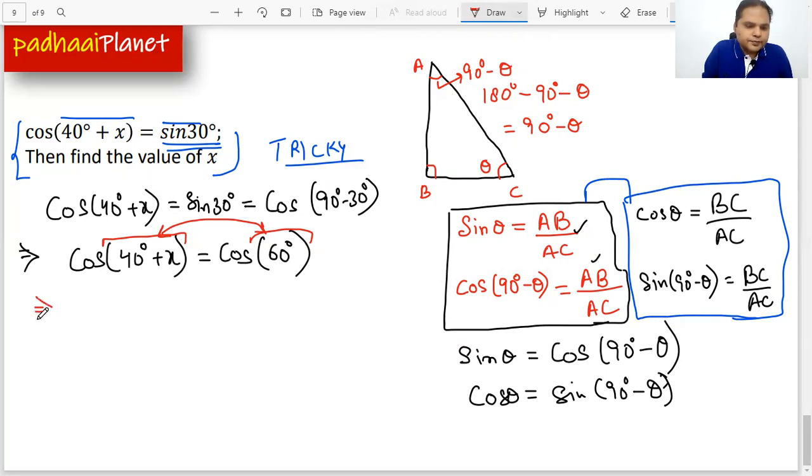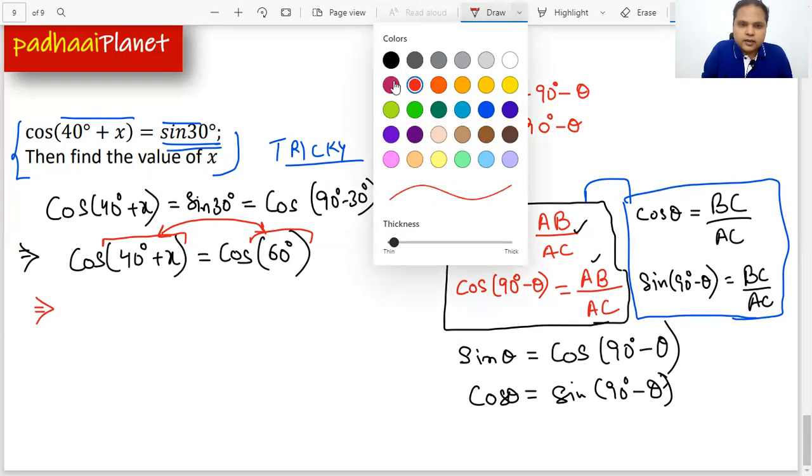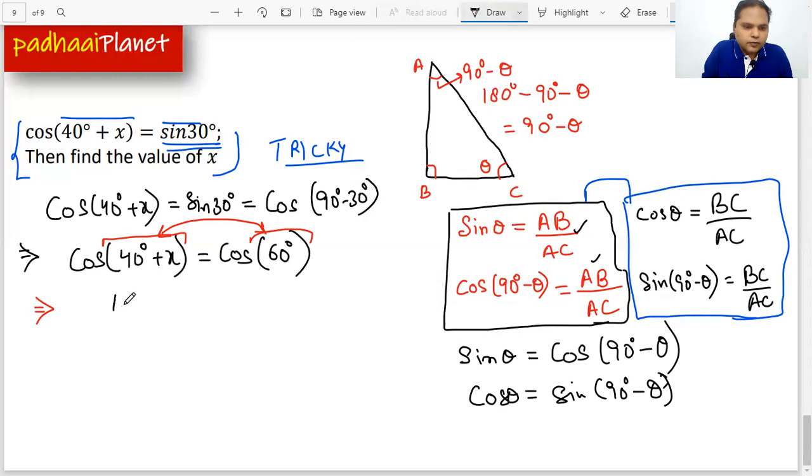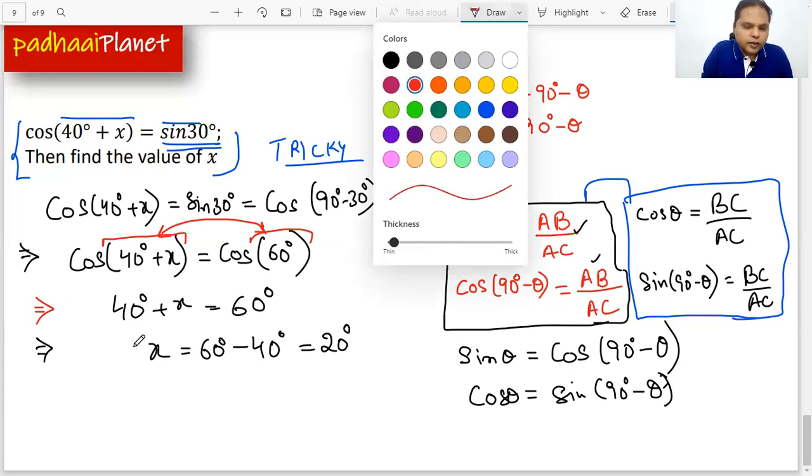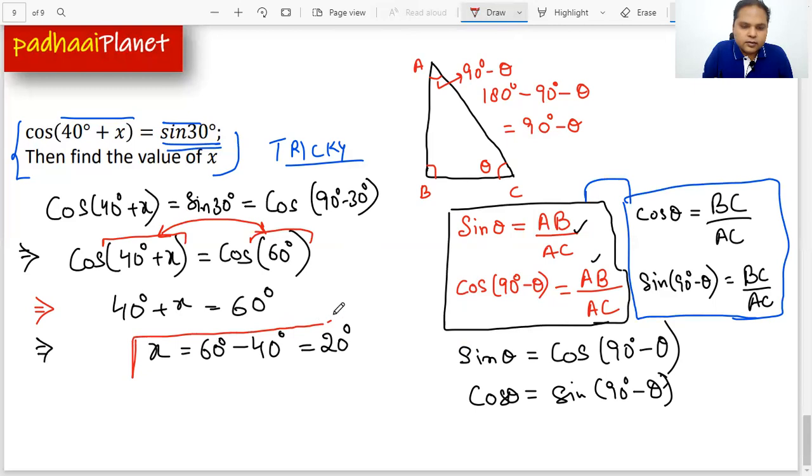So now we can simply say that 40 degree plus x is equal to 60 degree, right? So from here we can say that x is equal to 60 degree minus 40 degree, and that is equal to 20 degree. So finally, this is how we have got the answer of the question.